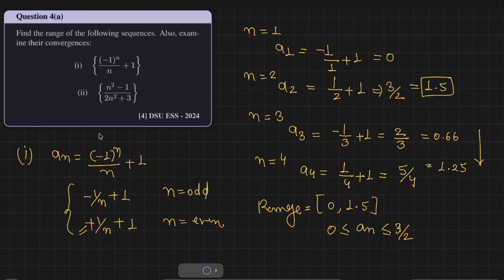Now next we have to check the convergence of this sequence, because it is an alternating sequence, not a series. To check the convergence of a sequence, we simply find the limit. If the limit is finite, then it is convergent. If the limit is not finite, it is divergent.